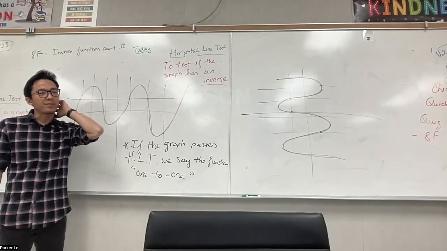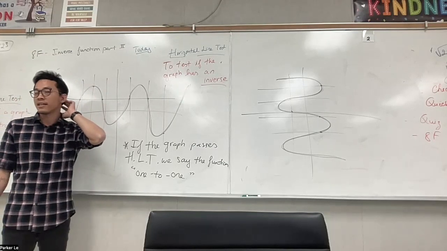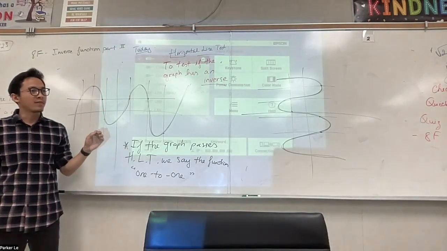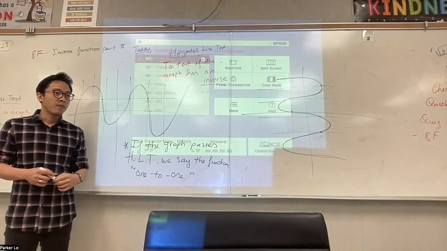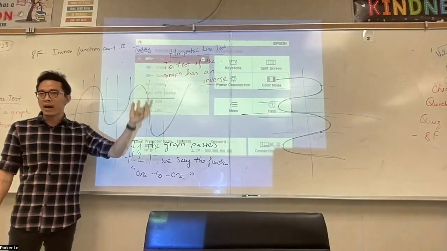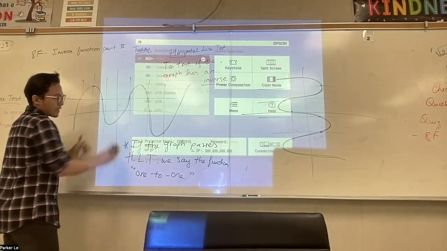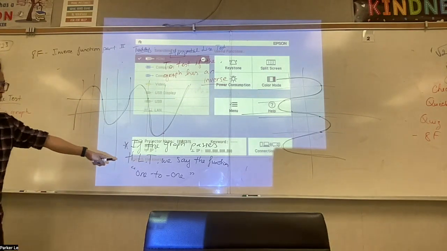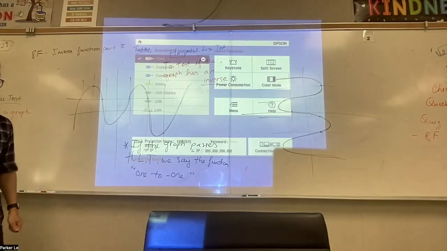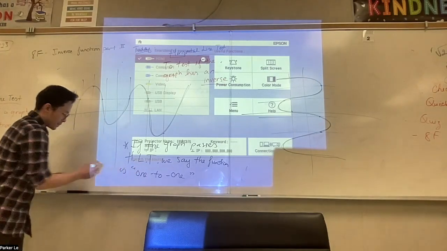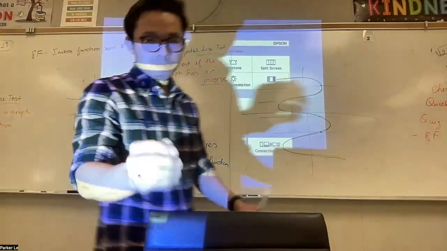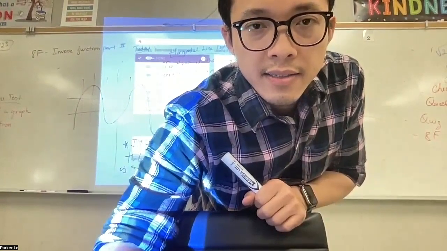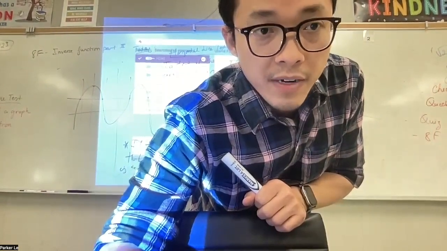Last time we found the inverse function algebraically. That means you need to do adding, subtracting, multiplying, that stuff. Today we're going to find the inverse graphically. Graphically is much easier because you can just look at the graph and tell right away. Did you write it down? If the graph passes HLT, the horizontal line test, we say the function is 1 to 1. Now we look at the graph. I'm going to show you how to find the inverse graphically.